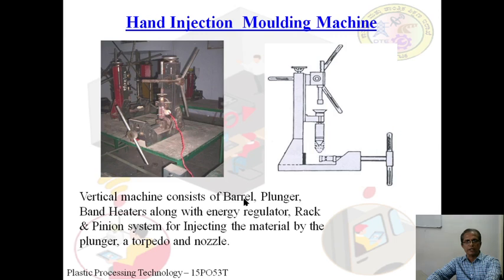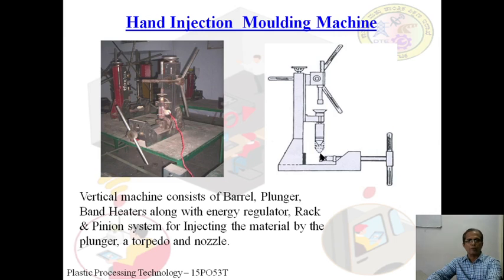Now this has a vertical barrel and plunger arrangement. Band heaters are there. An energy regulator is provided. So whatever temperature you need, according to the type of machine and type of raw material, you have to set the temperature. And a torpedo and nozzle arrangement is there. Nozzle arrangement you can see over here.